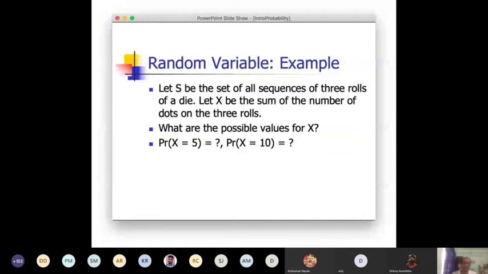So take the first one itself. What are the possibilities? X equal to 5.